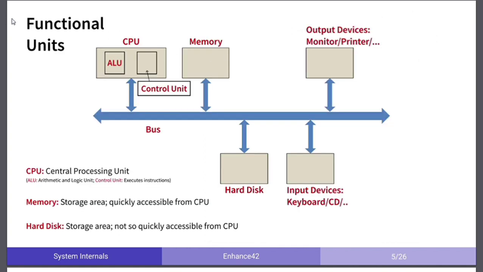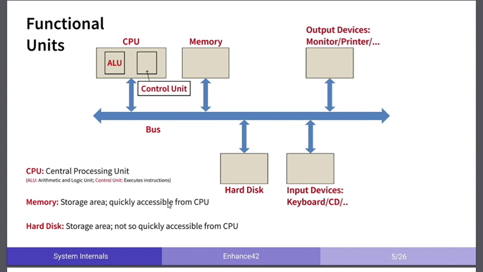Now let's look at functional units. Here there is a bus, and here is the CPU, inside which there is the ALU, arithmetic logic unit, and the other is the control unit. Next there is memory where data gets stored, and next the hard disk, and the next one is input devices like keyboard, CD, and many more, and on the other side output devices like monitor, printer, etc. Here you can see the CPU full form and memory, a storage area quickly accessible from the CPU, hard disk not so quickly accessible.